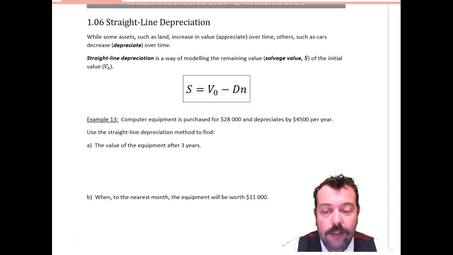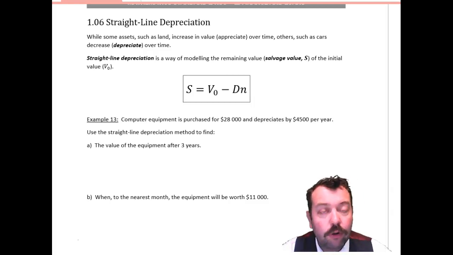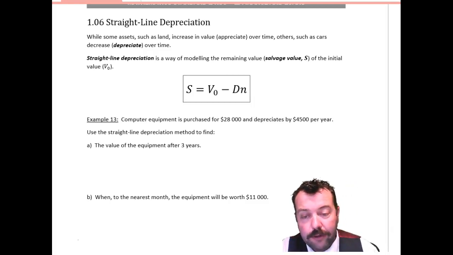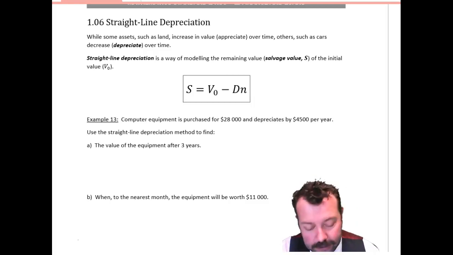Let's jump straight into an example. We purchased some computer equipment for $28,000 and it depreciates by $4,500 per year. So in 1 year, it's worth $4,500 less. In 2 years, it's worth 2 lots of $4,500, so $9,000 less than its initial value, and so on. Use the straight line depreciation method to find the value of the equipment after 3 years.